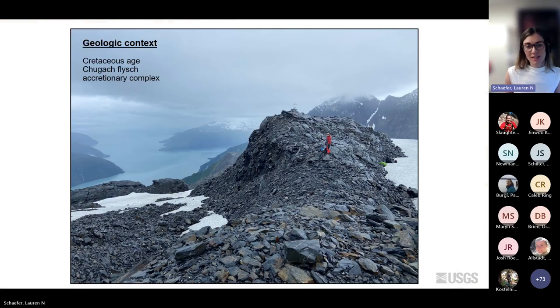For some geologic context, this is a picture taken on top of the Barry Arm landslide looking down fjord. And really the whole region is composed of this Cretaceous age Chugach flysch. This is a sequence of rhythmically alternating and deformed and metamorphosed sandstone siltstone turbidites. The beds range anywhere from a few centimeters to tens of meters thick. As you can see from this picture, it can be quite disintegrated in some places, such as at Barry Arm, and all of this to say it's not the most competent rock.